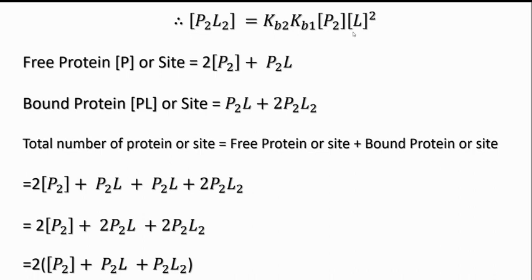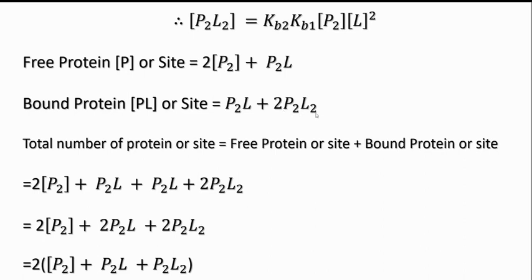Now, there are things we must understand. We look at the free sites or the free proteins, and we look at the bound proteins. Remember these sites have a way of interacting, the first site and the second site. When we talk about free sites, there are two free sites in the free protein, and there is one free site on the bound protein. Those are the free sites. For the bound sites, there is one bound site in P2L, and there are two bound sites in P2L2. That is where the 2 you're seeing in front of P2 and the 2 you're seeing in front of P2L2 come from.